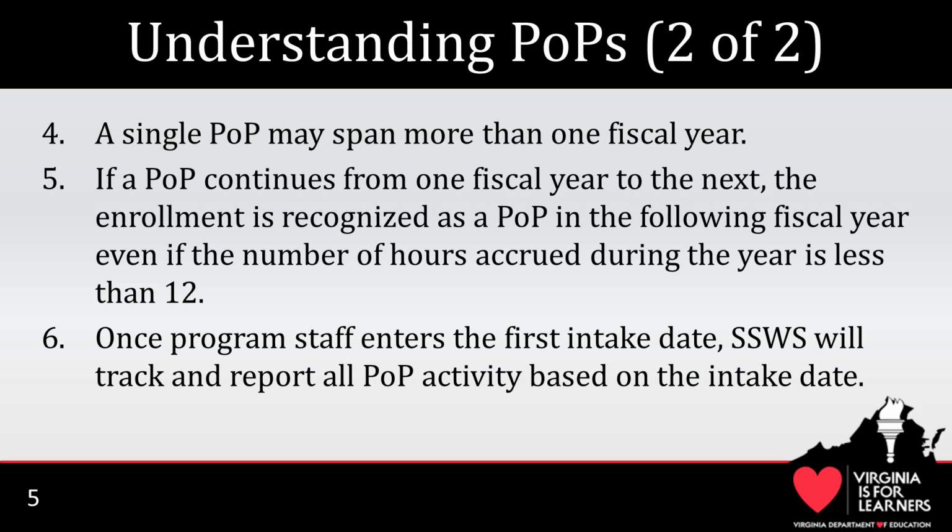Finally, SSWS will track and report all POP activity as long as the activity occurs on or after the student's intake date. This includes activities for multiple POPs. If a student's first POP begins October 1st, for example, and the student has a second POP beginning February 1st, and a third POP beginning June 1st, the system will recognize attendance and MSG information for all three POPs as long as the intake date is October 1st or prior to October 1st. In this case, if the program revises the intake date from October 1st to January 1st, SSWS will not recognize any attendance or MSG results prior to January 1st.